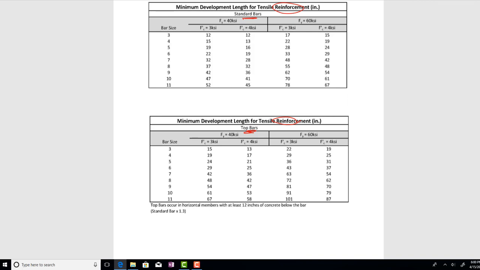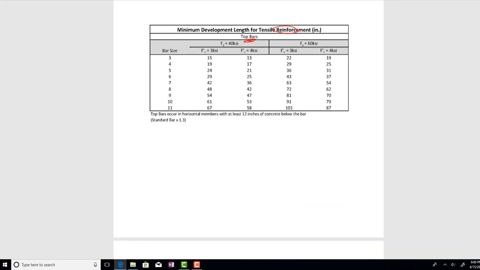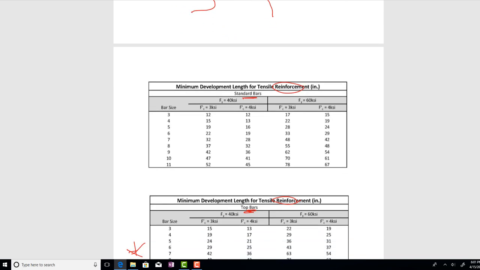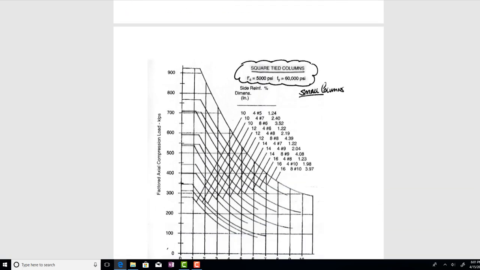For standard bars, it's easier to define the other way. Top bars are for horizontal members that have at least 12 inches of concrete below the bar. And so we're talking about a beam where we've got reinforcement in the top of the beam and at least 12 inches of concrete below it. If that's the condition that we're looking for, that's considered a top bar. We would go ahead and utilize this figure. If not, and we're looking for tensile reinforcement, we'd go ahead and utilize this figure right here.